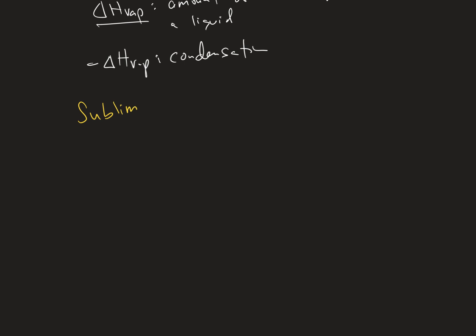Sublimation. Anybody know what sublimation is? A phase change from solid directly to a gas. What's an example of that? Dry ice. Dry ice is solid carbon dioxide, and then you give it energy, and it changes to carbon dioxide as a gas.